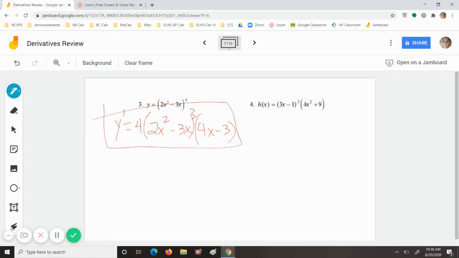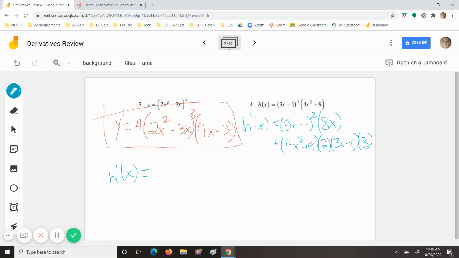Number 4. Now, this is a nice one because we're going to practice everything. We're going to put it all together because take a look. We've got a product rule. We have 2 things multiplied. We also, within that product rule, when we take the derivative of the first term, we're going to be using the chain rule. So let's take a look at this one. All right, first times the derivative of the second. Derivative of 4x squared plus 9 is 8x, plus the second one times the derivative of the first. So chain rule, 2 times 3x minus 1 to the first, times the derivative of what's inside, which would be 3.